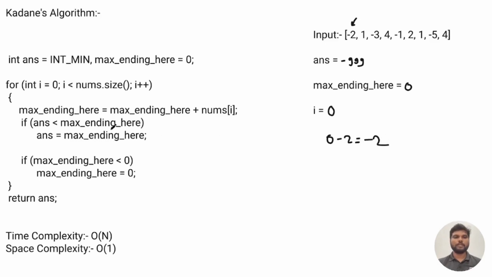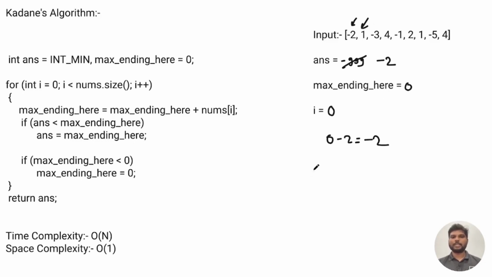Okay, then we check if answer is less than max ending here. Well, answer is -999 and max ending here is -2, right? So we assign answer with max ending here, so answer becomes -2. Okay, and then we check if max ending here is less than 0. Well, that's the case. Max ending here is -2, which is less than 0. Then we assign max ending here with 0. Okay, then in the next iteration we start considering this element.